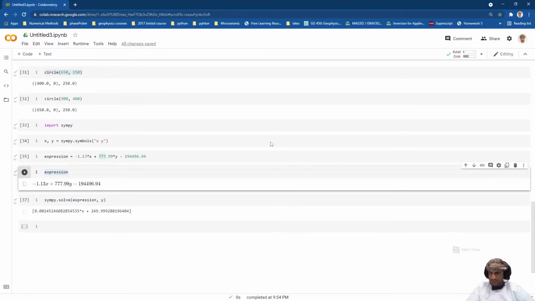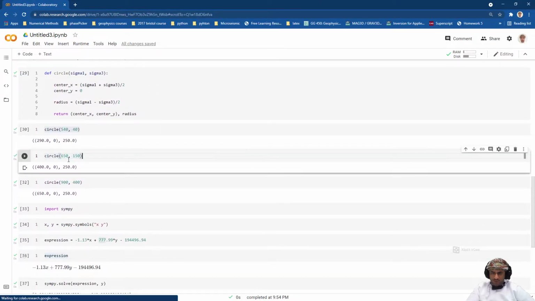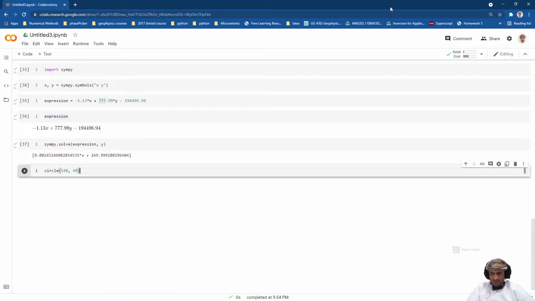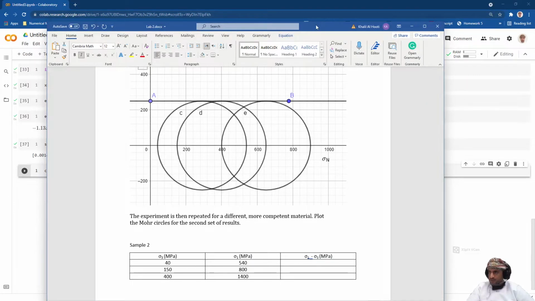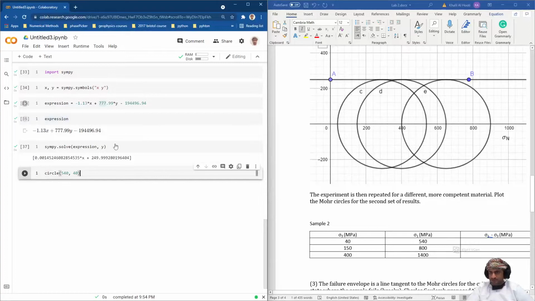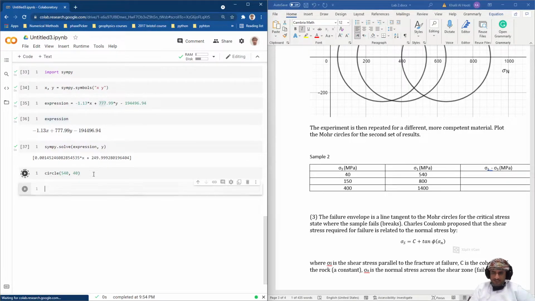That's the notebook. So again, I use the circle, but I have different variables right now. I need my question sheet. The first circle in this case is 550, 14. Nothing changed for that first circle.